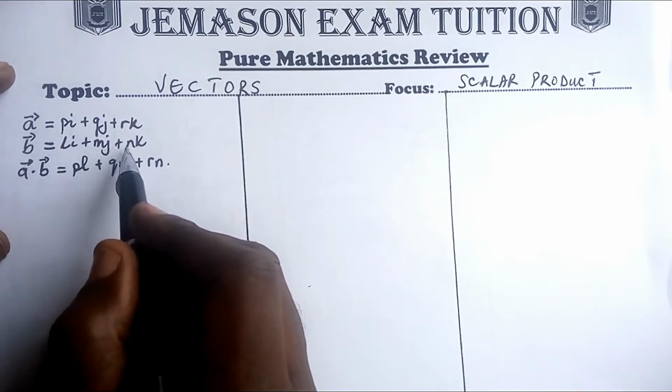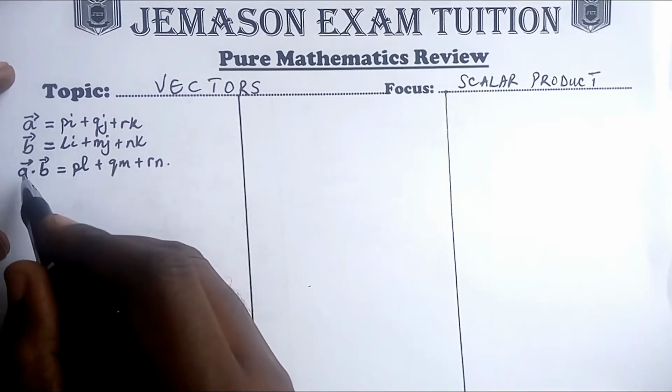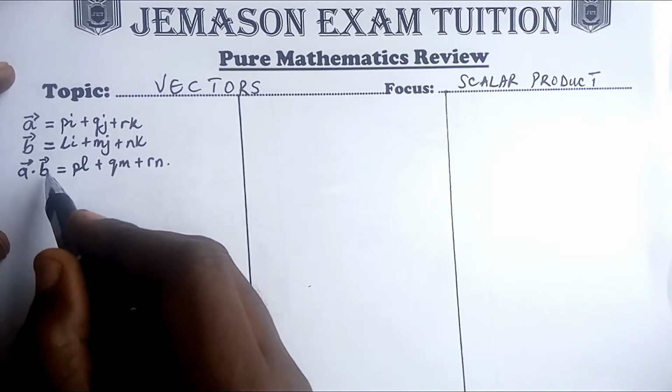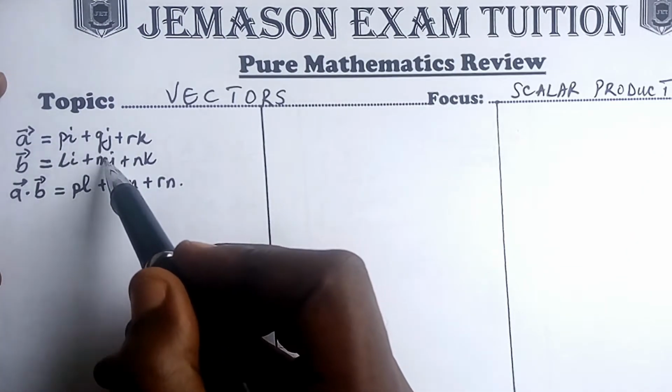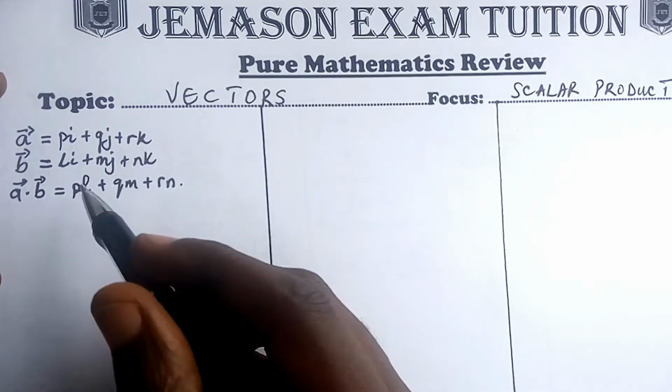If we have two vectors, a equals pi plus qj plus rk and b equals li plus mj plus nk, the dot product or the scalar product of a and b is simply pl plus qm plus rn, as simple as that.